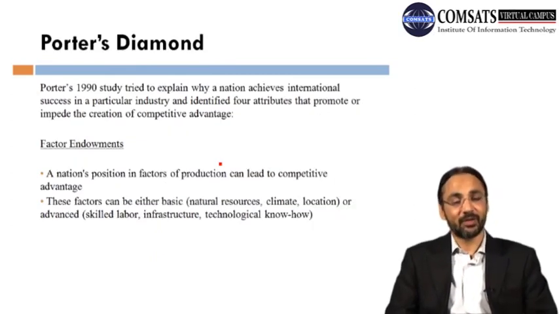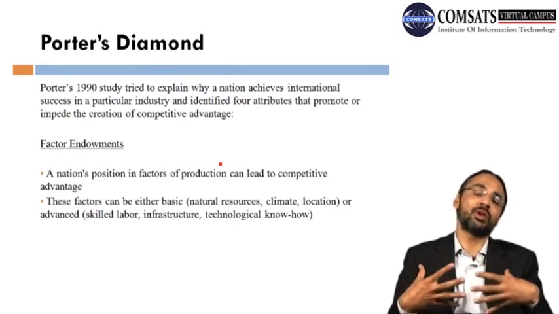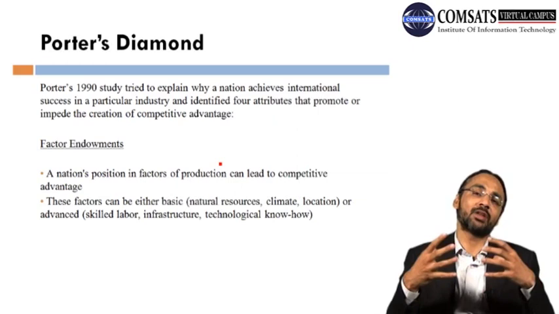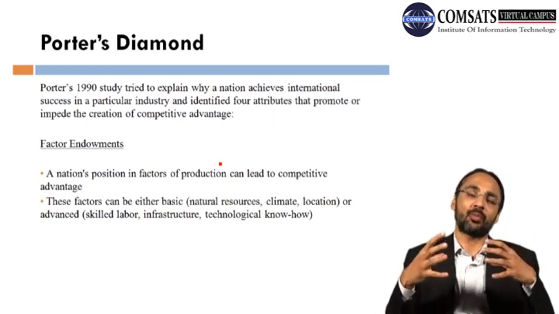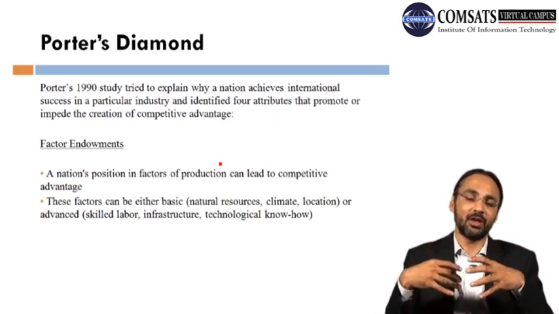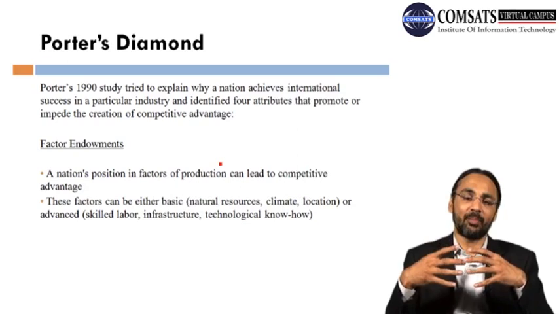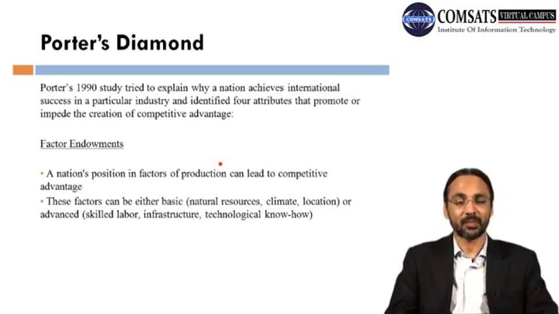Okay, because of this, Porter incorporated all the previous concepts in his theory, and he introduced a theory called Porter's diamond. He proposed four factors. According to his theory, the first factor is factor endowment.